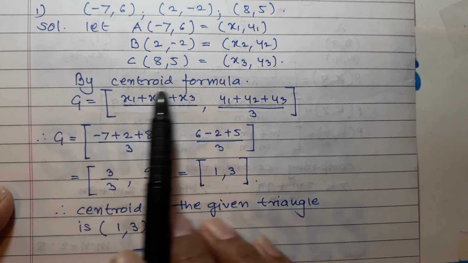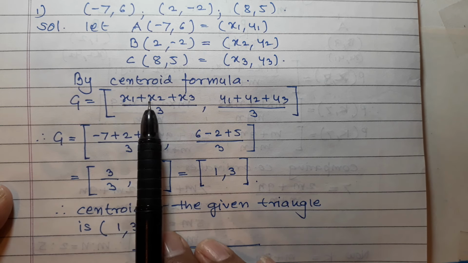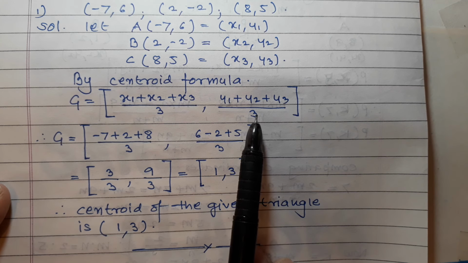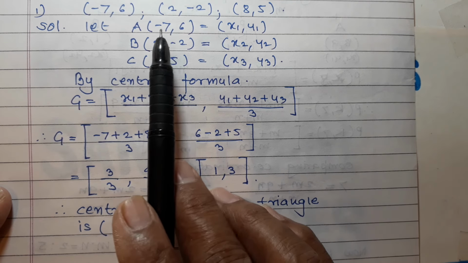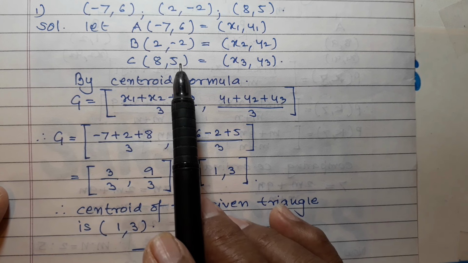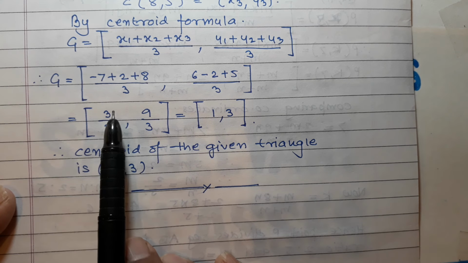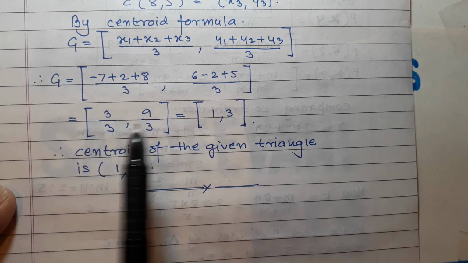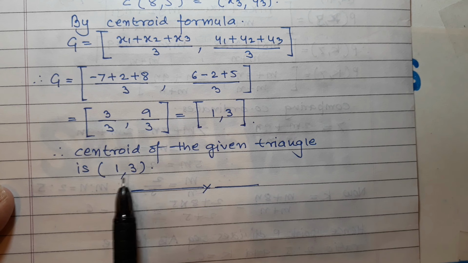Okay. Now by the centroid formula, G means centroid, is equal to, you know the formula, (x1 plus x2 plus x3) upon 3 and (y1 plus y2 plus y3) upon 3, and therefore G is equal to, from this start, (-7 plus 2 plus 8) upon 3 and (6 minus 2 plus 5) upon 3, and then you simplify, and therefore this is equal to 3 upon 3 and this is equal to 9 upon 3, and therefore G is equal to (1, 3), and hence the centroid of the given triangle is (1, 3). Okay.